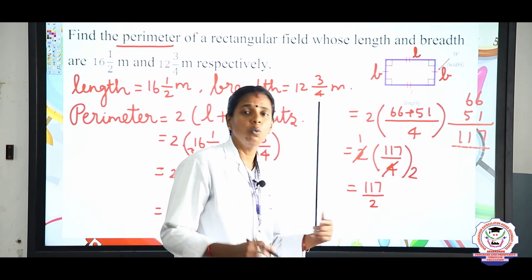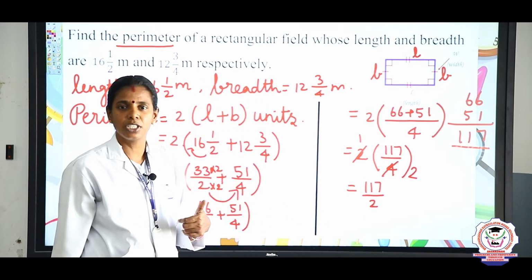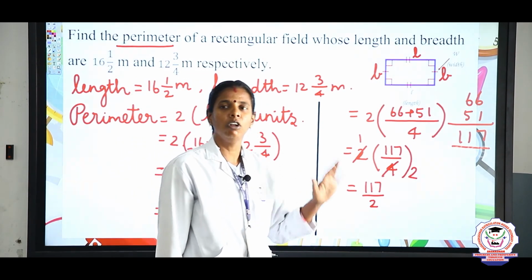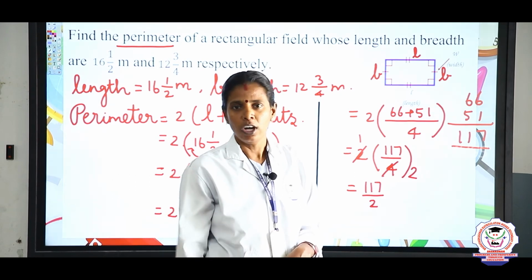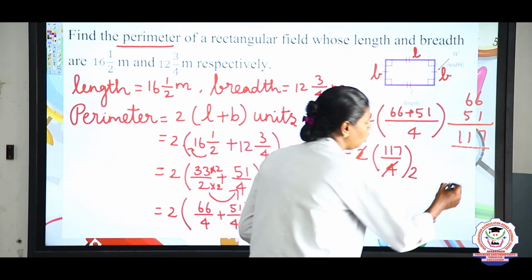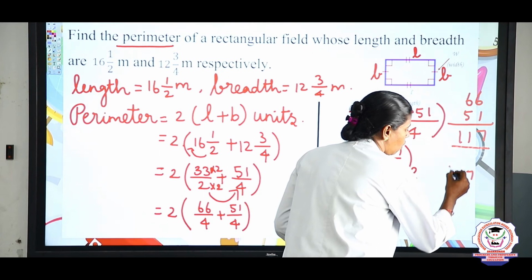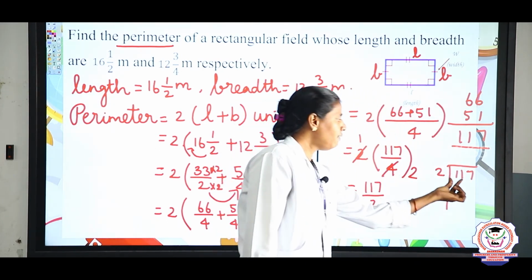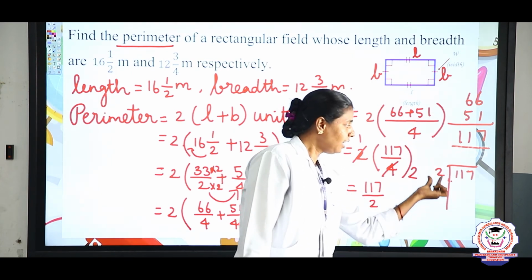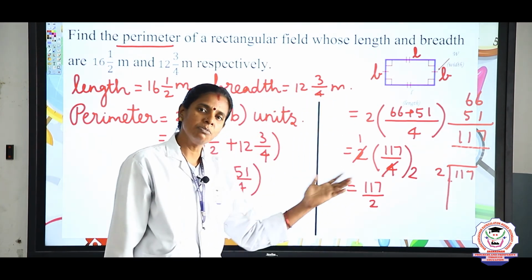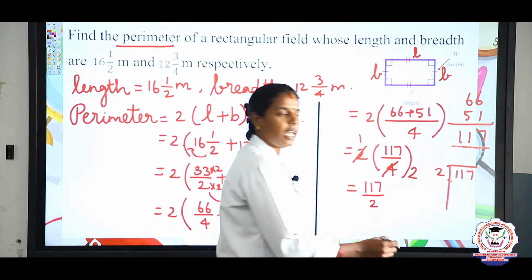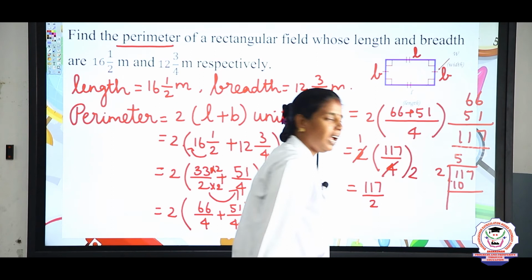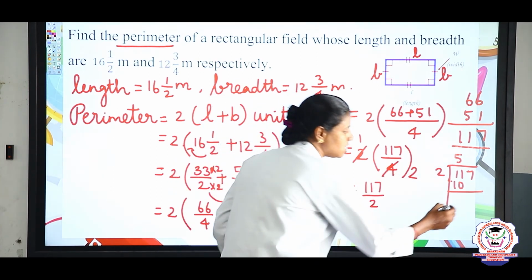Okay, but here we want to give the answer in mixed fraction, because the answer we got is an improper fraction. All the improper fractions we can convert into mixed fractions. So how to convert into a mixed fraction? See, 117 divided by 2. Now 11 is the first number. So how many times can you divide 11 in the 2 table? 2 5s are 10. What is the remainder? 1 minus 0 is 1.